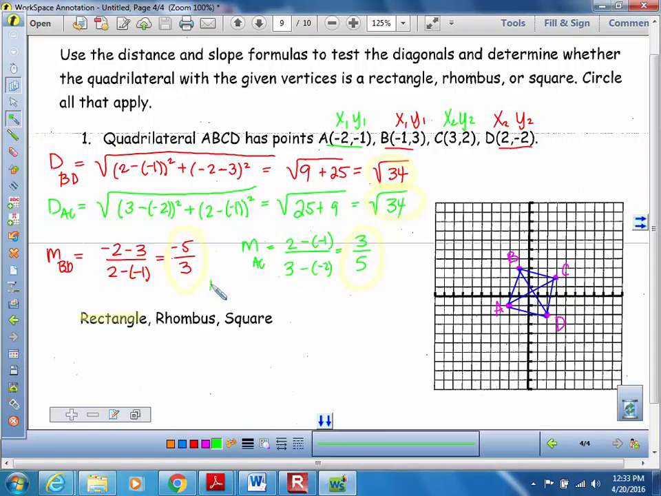And if it's perpendicular, it means that they are a rhombus, okay? The only way something can be a square, if you look at the front, is if both the diagonals are congruent and perpendicular. Are the diagonals congruent? Yes. Are they perpendicular? So it is also a square. It is all three of them, okay?